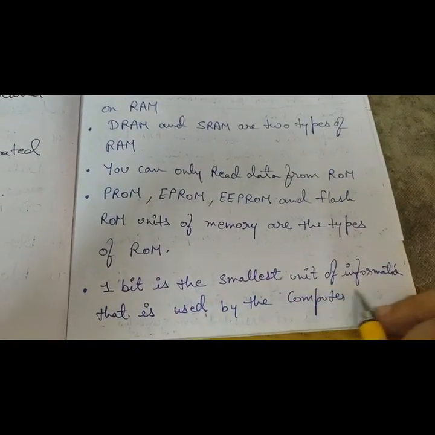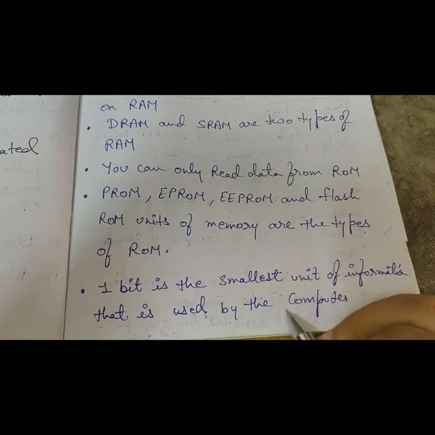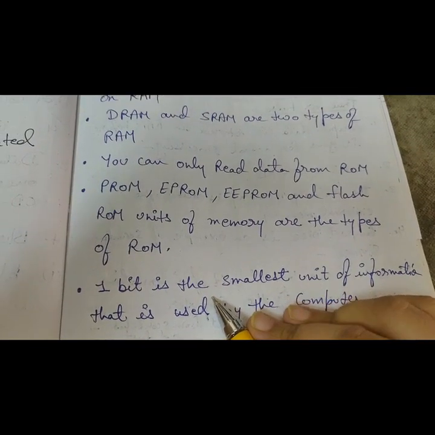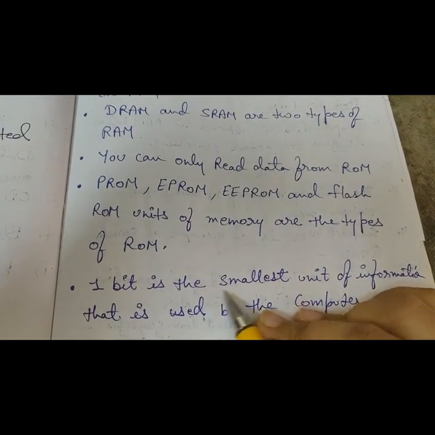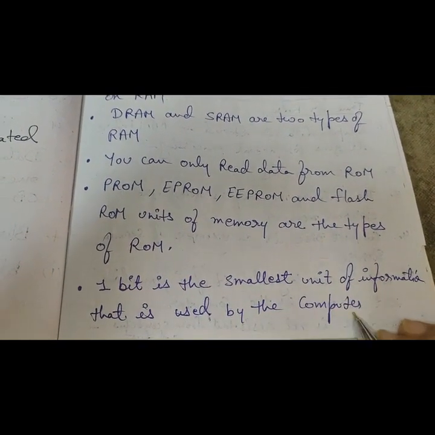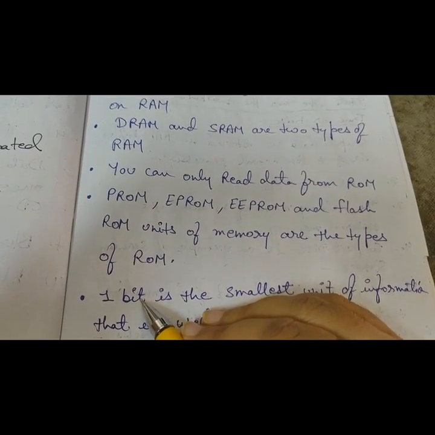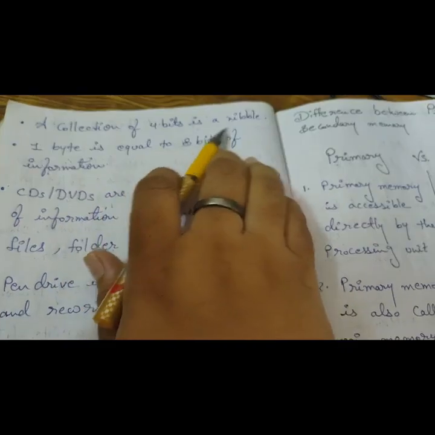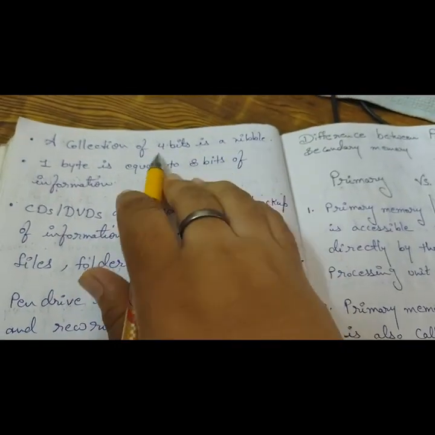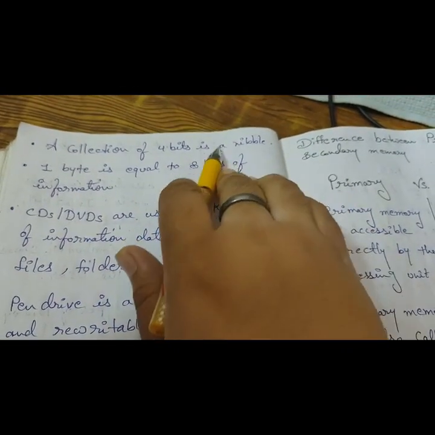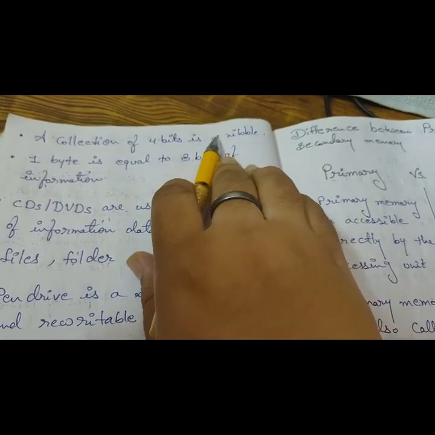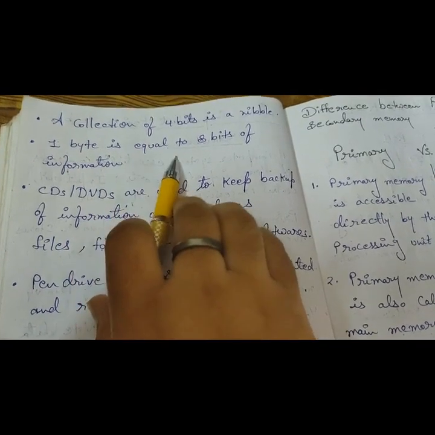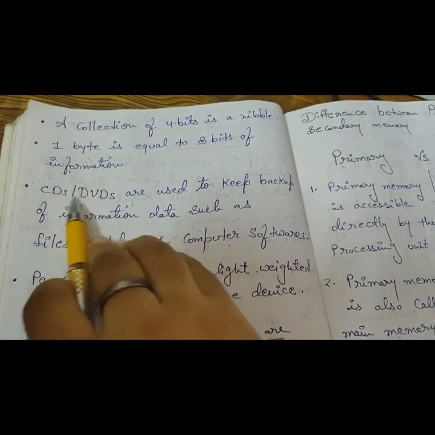1 bit is the smallest unit of information that is usually used by the computer. And always it asks you a question: which is the smallest unit of information? You have to write bit or 1 bit. A collection of 4 bits is a nibble, as we had learned when we were learning units of memory. 1 byte is equal to 8 bits of information.